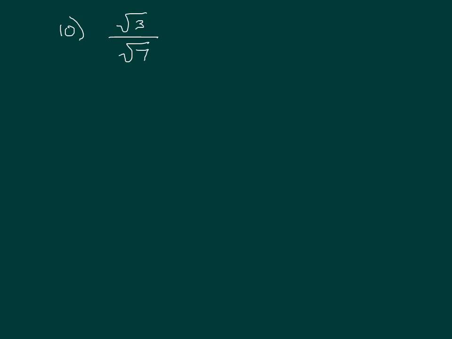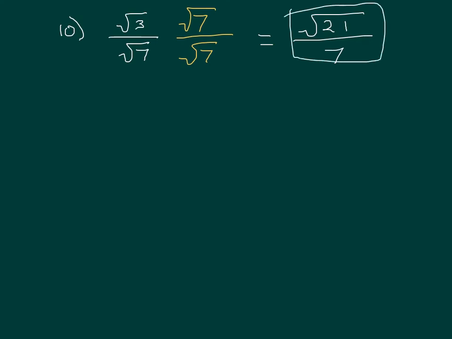We know that the square root of 7 squared is 7. So if we multiply the square root of 7 times the square root of 7, we get the square root of 7 squared. And that will give us 7, which will eliminate the radical. But we also have to do that with the numerator. So on top, 3 times 7 is 21. And on bottom, the square root of 7 times the square root of 7 is 7. And so that is the answer.